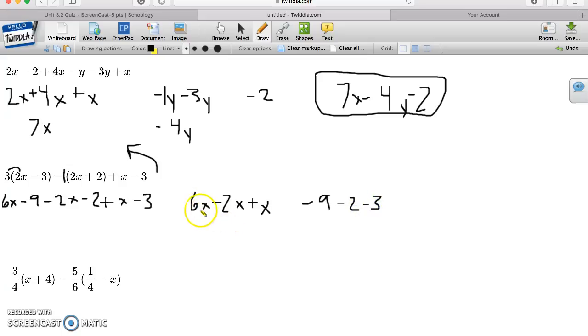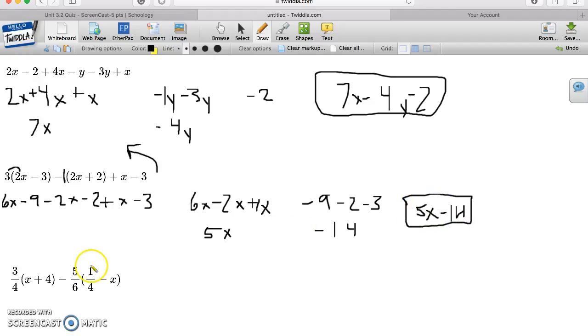Now we're just going to do the same where we add them together. So 6x minus 2x is 4x plus 1x is going to be 5x. And then negative 9 minus 2 is negative 11, and then minus 3 is going to be negative 14. And then you just put those together. 5x minus 14. And that is our answer.